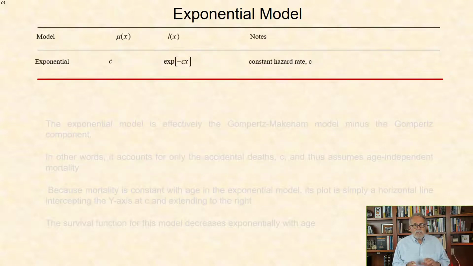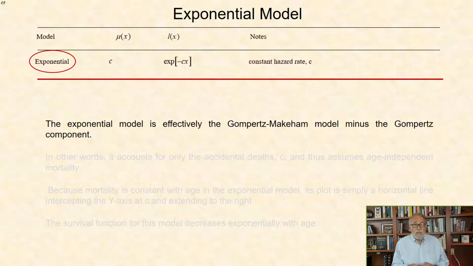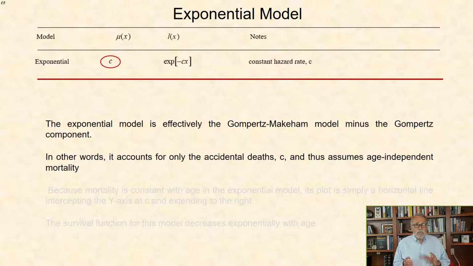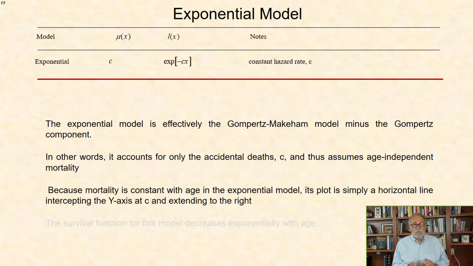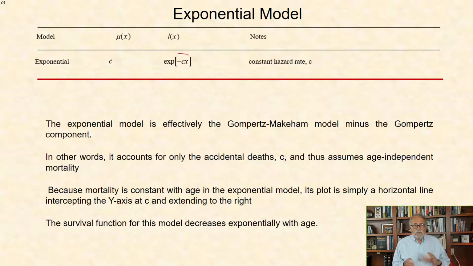The fourth model is the exponential model, which is effectively the Gompertz-Makeham model minus the Gompertz component. This model accounts for only accidental deaths C, and thus assumes age-independent mortality. Because mortality is constant with age in this model, its plot is simply a horizontal line intercepting the y-axis at C and extending to the right. The survival function for this model decreases exponentially with age.